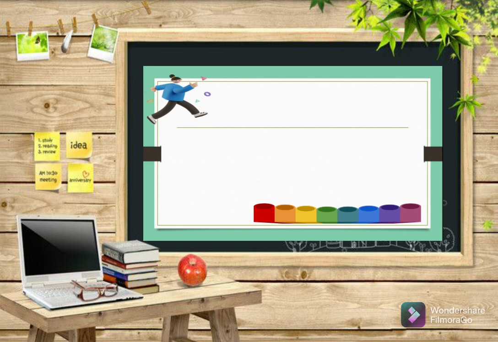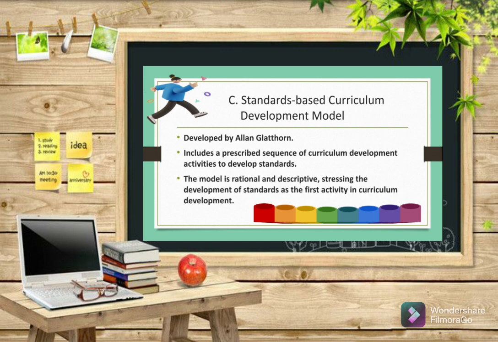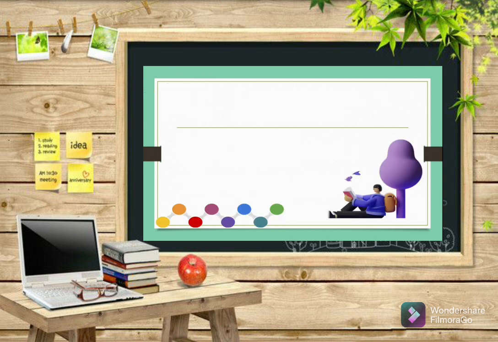The next linear curriculum development model is the standard-based curriculum development model that has been developed by Allan Glatthorn. So it includes a prescribed sequence of curriculum development activities to develop standards. The model is rational and descriptive, stressing the development of standards as the first activity in curriculum development. So there are 3 phases in developing a standard-based curriculum.